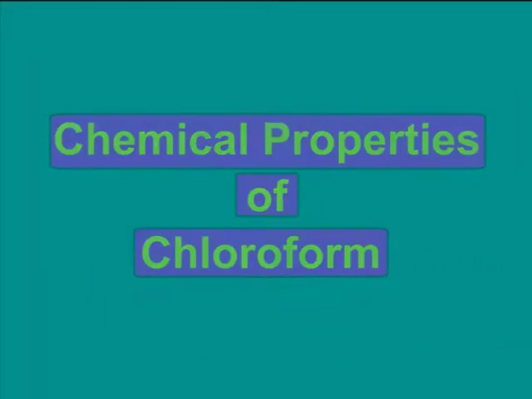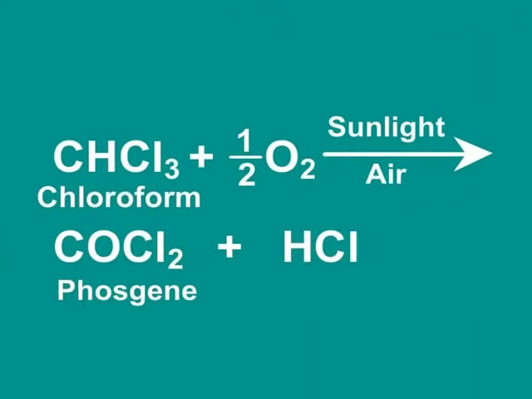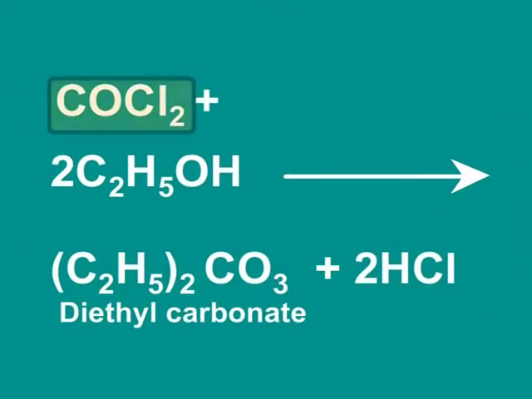The first one is oxidation. When exposed to air and sunlight, chloroform is oxidized to an extremely poisonous gas, carbonyl chloride, also called phosgene, which is a highly poisonous substance. Phosgene can be destroyed by addition of 0.6 to 1% ethanol.